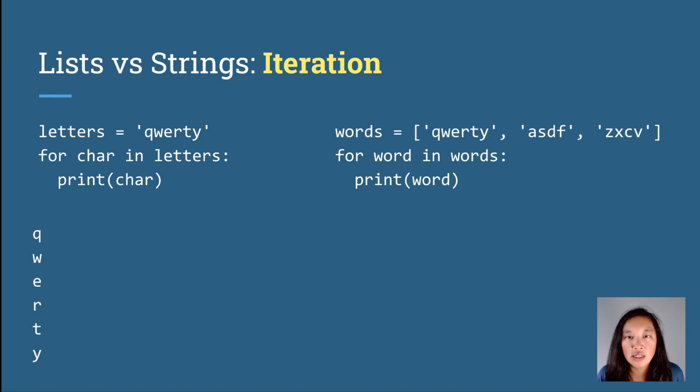What if we have a list of words? When we do for word in words, what is it going to print? Well, the first time it goes through this for loop, it's going to get the item at index 0. It's going to get the first item in the sequence, which is QWERTY. So it's going to print that out. The next time in the for loop, it's going to get the next item in the sequence, which is ASDF. So it's going to print out that. And then lastly, it will print the last item in our list, which is ZXCV.